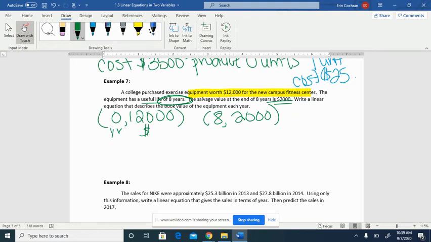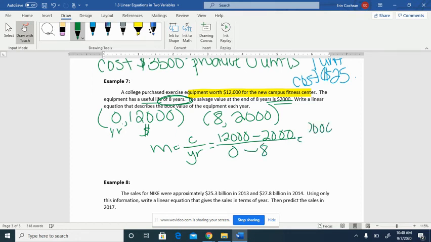So let's go ahead and find our slope. My slope will be my cost over my years. So my cost would be 12,000 minus 2,000 over 0 minus 8. So we're going to get 10,000 over negative 8, which is a slope of negative 1,250. So every year we're losing $1,250, because it's negative.